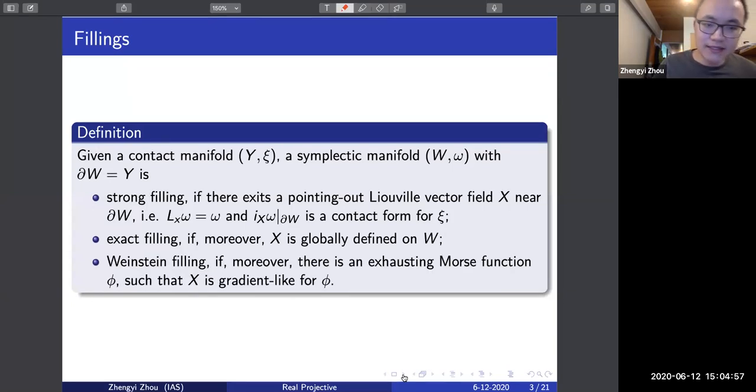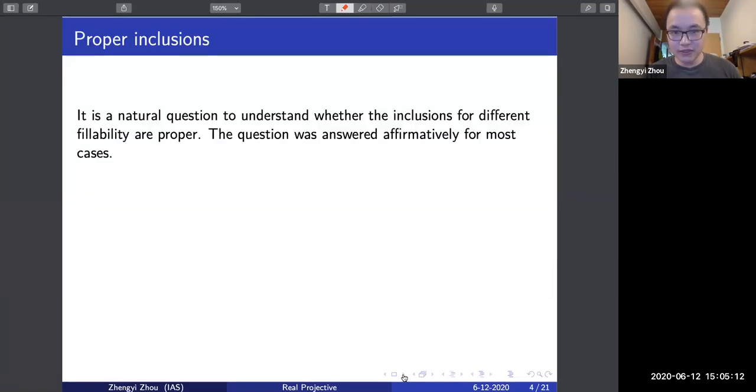And for a Weinstein filling, you require something more on the vector field: you assume the vector field is gradient-like. From this definition, it's clear that these fillabilities form a chain of inclusions, but it's a natural question whether these are proper inclusions or whether there is actually a difference between these kinds of fillabilities. This question was answered affirmatively in many cases.